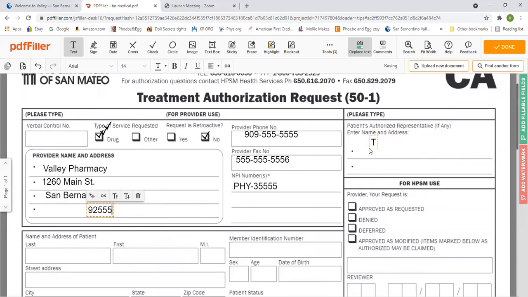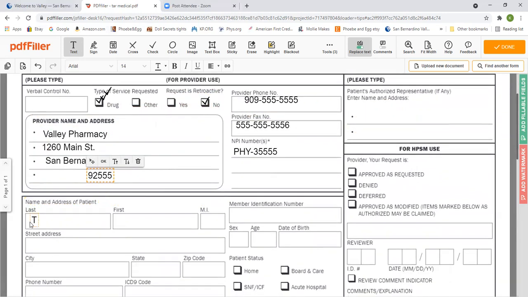Now up in this corner here, it says the patient's authorized representative, if any, enter name and address. So let's say the patient is in a boarding care or they're unable to come to the pharmacy and they have somebody who takes care of things for them. In that case, you would put the name of that person, it could be a caregiver, and what their address is. We don't normally have to use that.